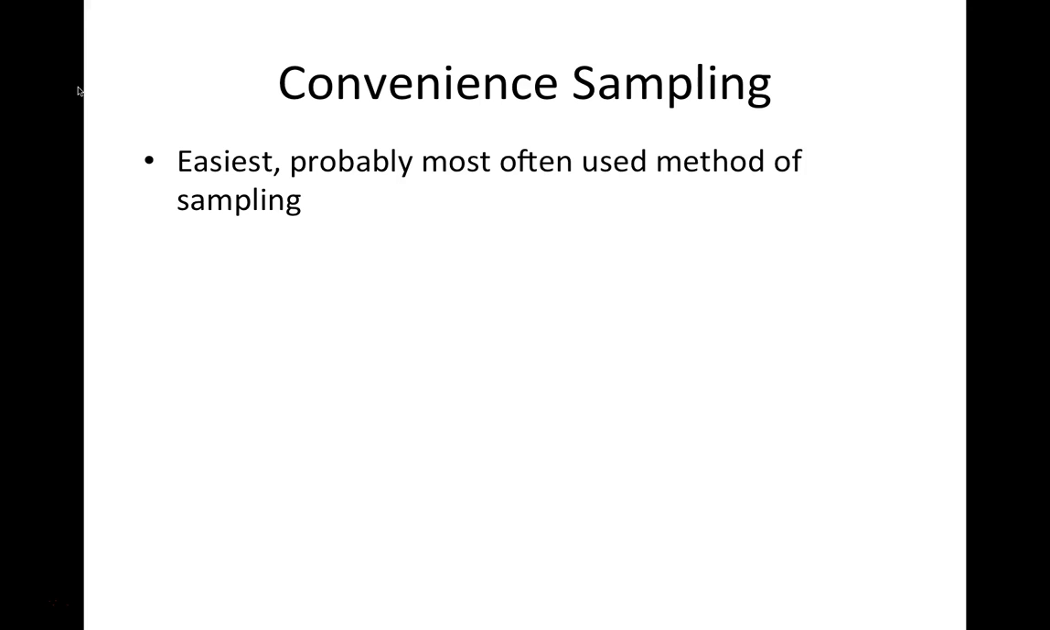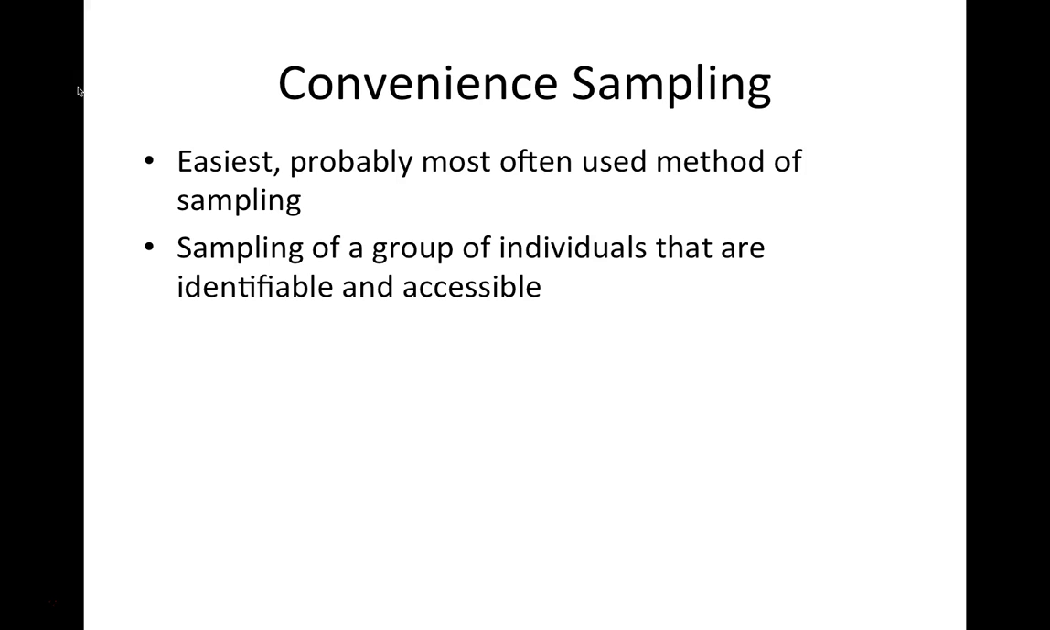And so convenience sampling is what we read about the most. It's the easiest, probably most often used method of sampling. And this is sampling of a group of individuals that are identifiable and accessible. So you'll hear a lot about convenience sampling for so much sex research that happens on college campuses. There's a ton of sexuality research that happens with college students. We know a ton about their sexual lives.